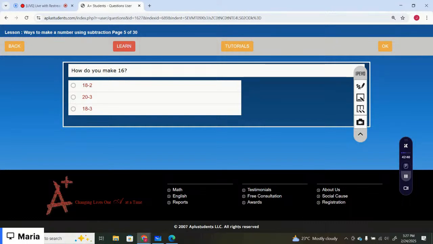How do you make 16? Option number 1 is the correct option. 18 take away 2 is 16.